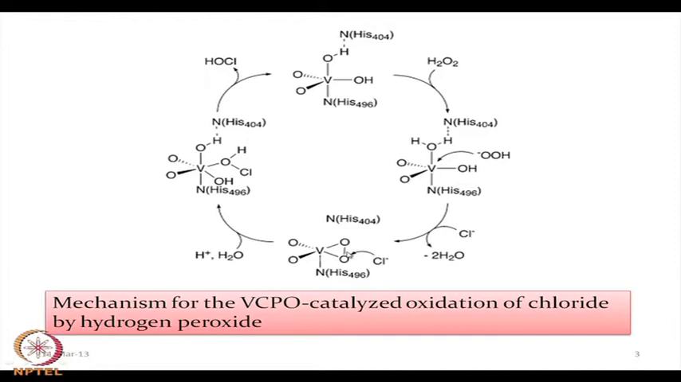So, once Cl minus goes and attacks this particular peroxo linkage, the O-O bond is cleaved, and once this O-O bond is cleaved, we find that this oxygen reverts back to the original apical side, and this oxygen takes the position of this trigonal face.